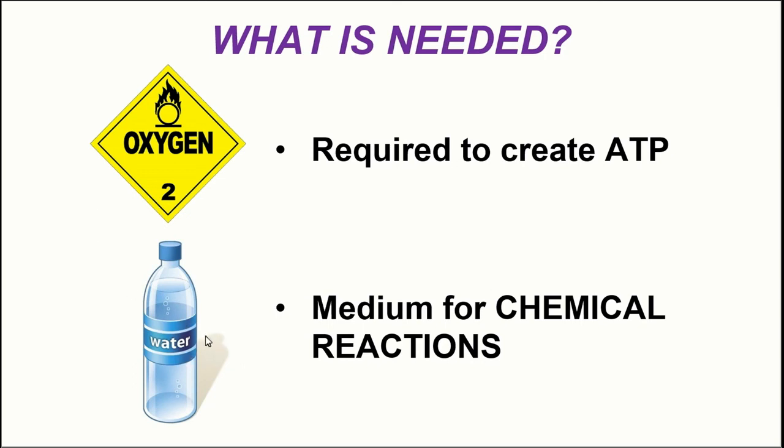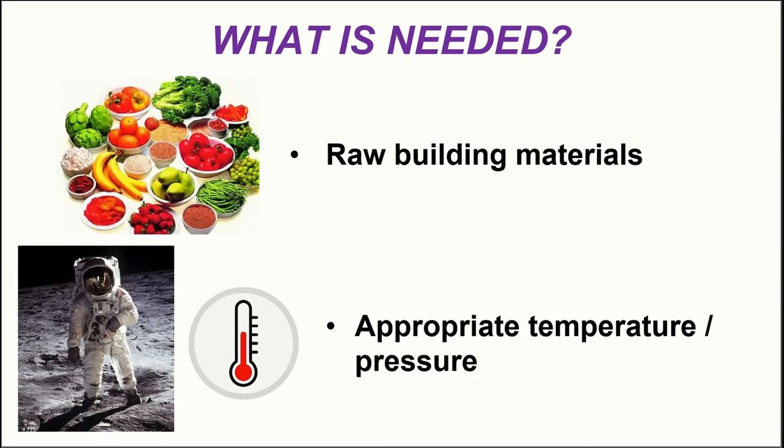We need water, of course, as we discussed earlier, because water is the fluid medium for the chemical reactions that support life. We also need a steady diet of consumable foods, which provide us with the raw building materials that we need to make new lipids, new carbohydrates, new amino acids, and new nucleic acids. So foods give us the raw building materials that we need to make more complex molecules.